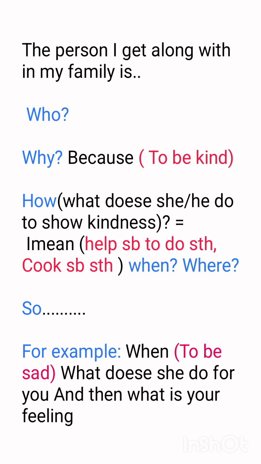This structure helps them follow clear steps while explaining the meaning of kind and using simple phrases. They should express their thoughts fluently, without pauses, and with correct grammar. For example, the person I get along with in my family is my sister because she is kind. She cooks food for me when I am tired and hungry after school. We sit next to each other in the kitchen, laugh, and enjoy our favorite meals. I really like to spend time with my sister, and I love her.